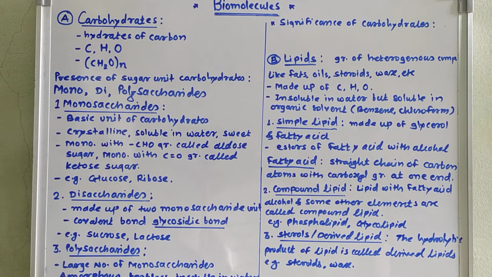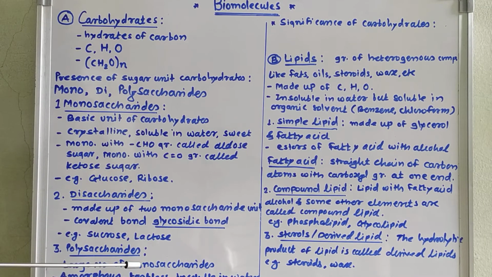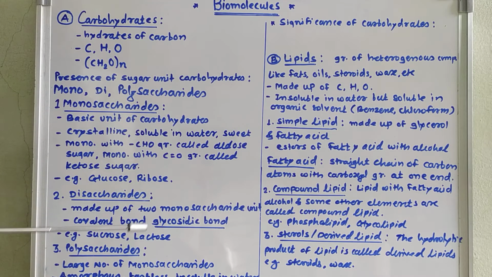Third, polysaccharide. Here the word poly means many. The polysaccharides are complex carbohydrates formed by the condensation of a large number of monosaccharides. Polysaccharides are amorphous, tasteless, and insoluble in water. Remember that polysaccharides are amorphous in nature. Examples of polysaccharides are cellulose and glycogen, also starch.